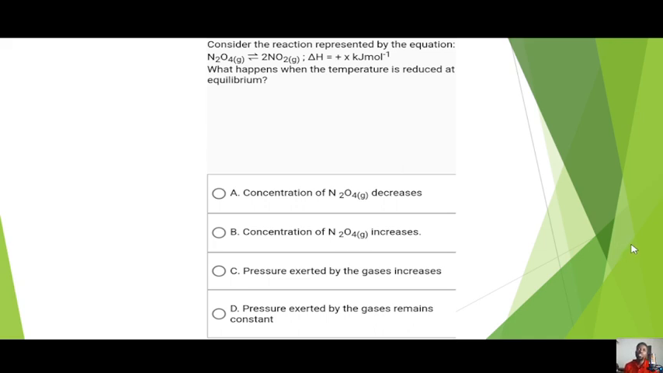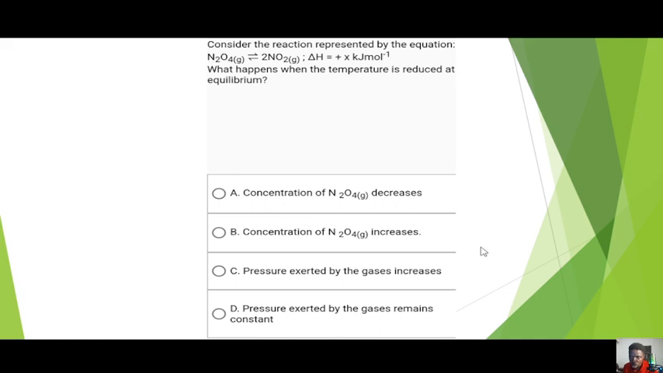Now, consider the reaction represented by the equation N2O4 reacting reversibly to give 2NO2, and that is a positive enthalpy. What happens when the temperature is reduced? Now, normally, because it's positive, if you want to give products, positive means increased temperature, which means when you now reduce temperature, it will go backward. So which means that you are going to have more of N2O4 and less of NO2.